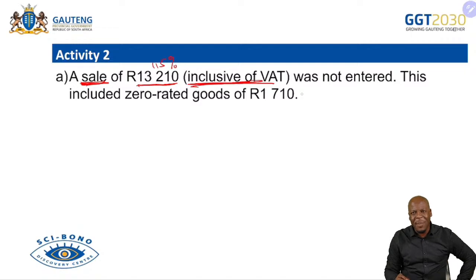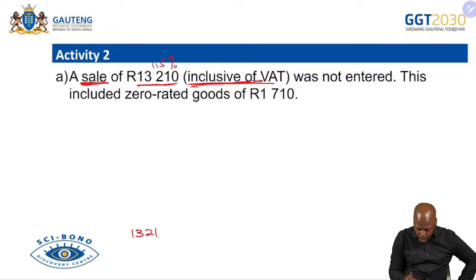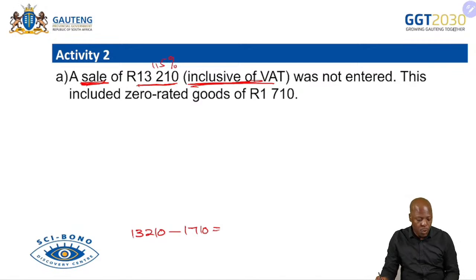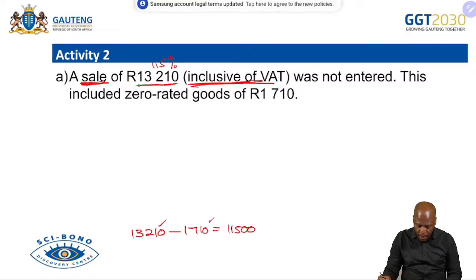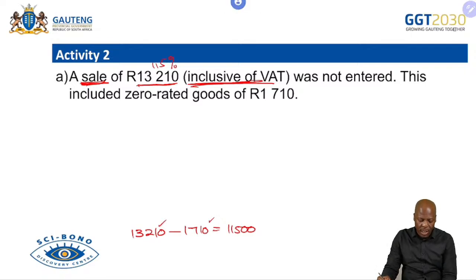So we have that problem again in this activity. Let's see how we can do that. It then means I need to come and say my 13,210. I then subtract my zero-rated goods, 1,710. How much then, learners, do I get? If you say 13,210, subtract 1,710, you're telling me it gives you 11,500. And then we can now calculate our VAT on this 11,500. How do we do that?